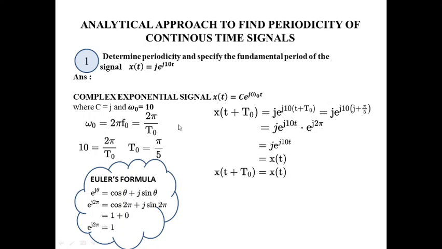The meaning is, this complex exponential signal is a periodic signal with a fundamental time period t naught equal to pi by 5. I hope it is clear. Again, to check the condition for periodicity, the steps you have to follow are: first, identify the standard form representation of the signal that is given. Secondly, from that, find the fundamental time period t naught. Then check whether x of t plus t naught or x of t minus t naught evaluates to x of t. If it evaluates to x of t, the signal is said to be periodic.